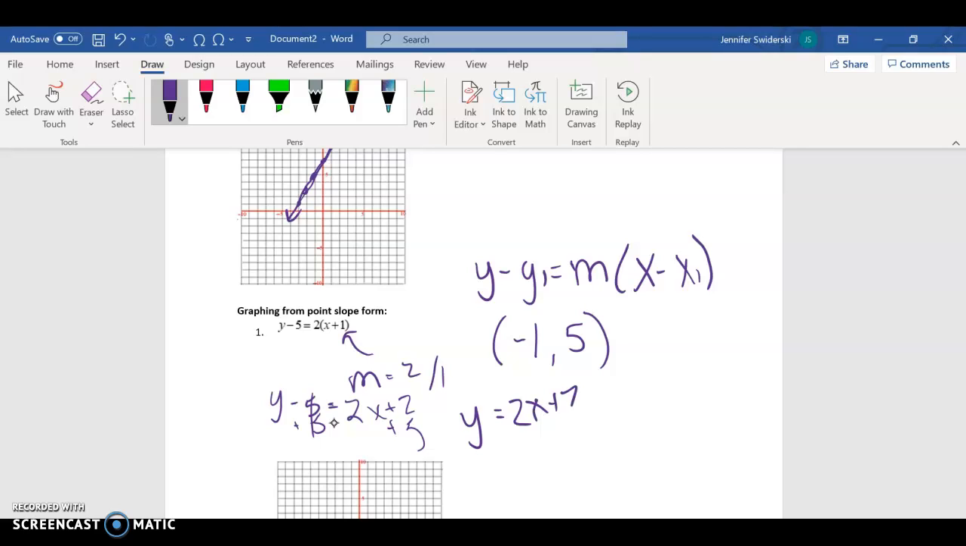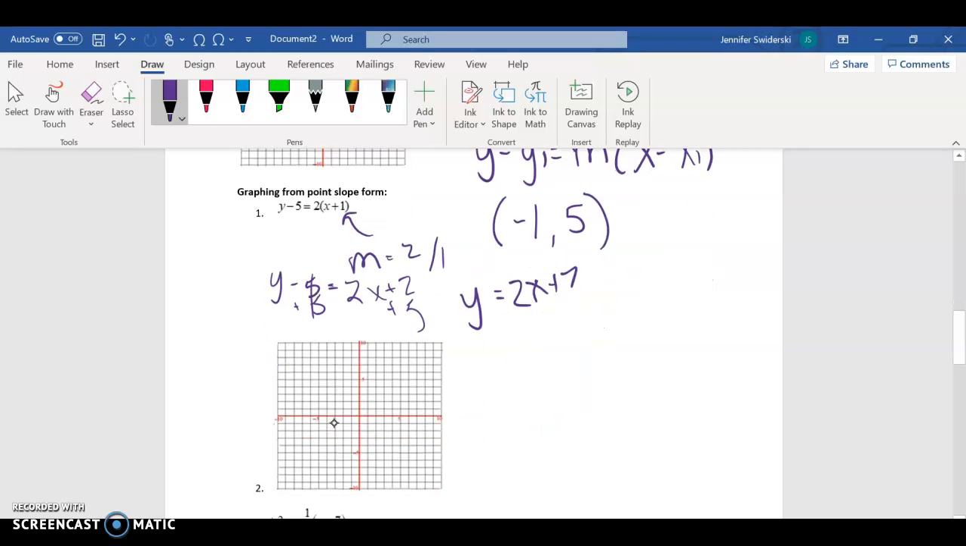That's slope-intercept form. So we're really going to be talking about how we can move some of these equations around to help us out with graphing. Some people prefer slope-intercept form. Some prefer point-slope form. It's important for you to know both methods.